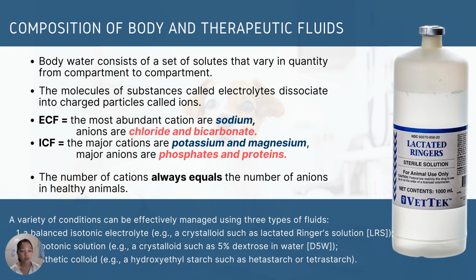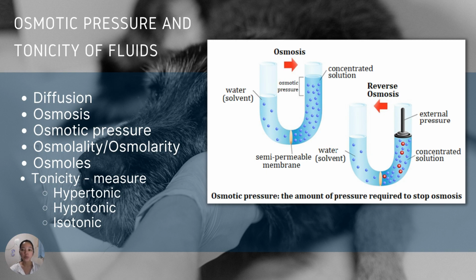A variety of conditions can be effectively managed using three types of fluid. Here we have the balanced isotonic electrolytes, the hypotonic solution, and synthetic colloid, which we will explain later on. The body compartments are usually separated by a semi-permeable membrane that permits the passage of water and some solutes. An example is diffusion.